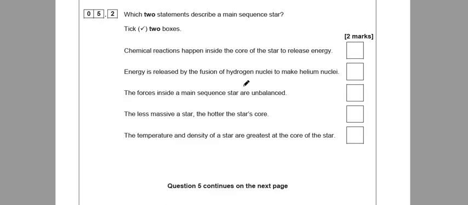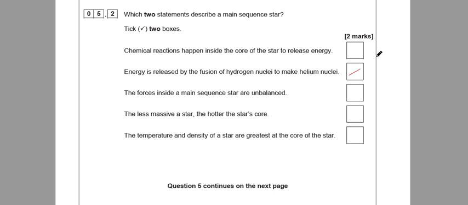Which two statements describe a main sequence star? Chemical reactions happen inside the core of a star to release energy. It's not chemical reactions, because chemical reactions occur in the energy levels that contain electrons, but the fusion that occurs inside a star is occurring between nuclei. Energy is released by fusion of hydrogen nuclei to make helium nuclei.